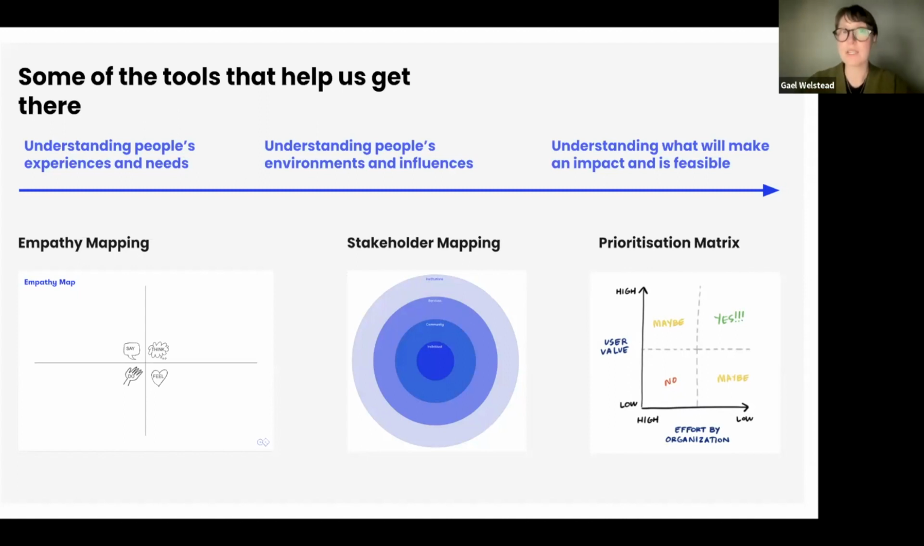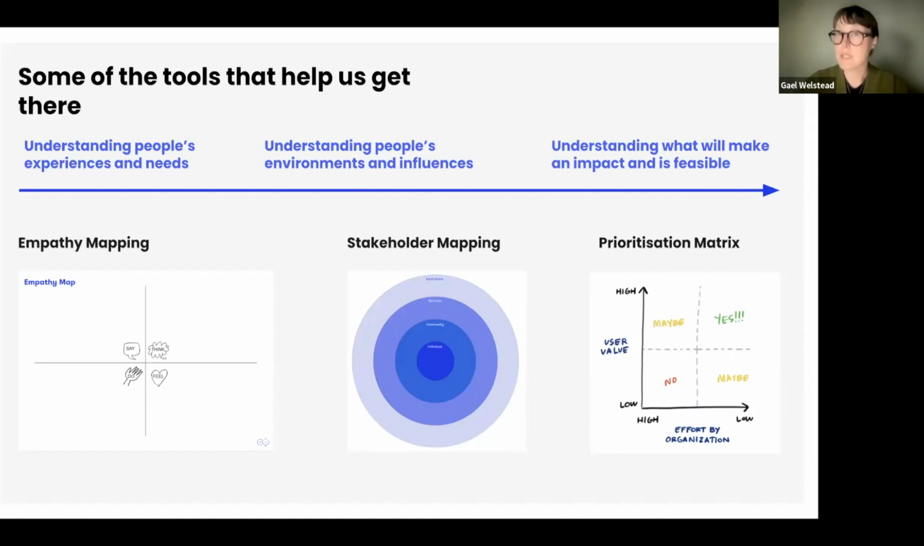Stakeholder mapping. So this is looking at people's environments and influences. So if we're centering people, what kind of influences in the community, what kind of resources are in the community, what kind of services do they have access to, and what kind of institutions are there to support and systems to support that are maybe influencing them or can be leveraged to make an impact.